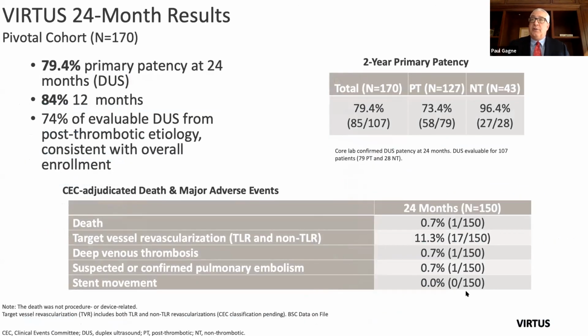At 24 months, you see consistent improvement in these patients with patency of 73% in the post-thrombotics, 96% in the non-thrombotics. There was some target vessel revascularization and stenosis noted. However, remember that this study, unlike other venous stent trials, used venography, which is more sensitive for detecting this, and therefore the clinical significance of this finding is not really clear at this point.